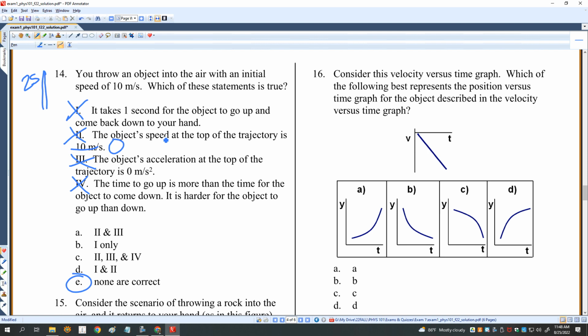Consider this velocity versus time graph. Which is the position versus time graph? Well, here I have a 0 velocity, so I should have 0 slope in the beginning, either here or here. So I get rid of these two because those both have big velocities initially. And then it speeds up, but it speeds up in the negative direction. Here it speeds up, but with a positive velocity. So that's not right. So the answer then is going to be C.